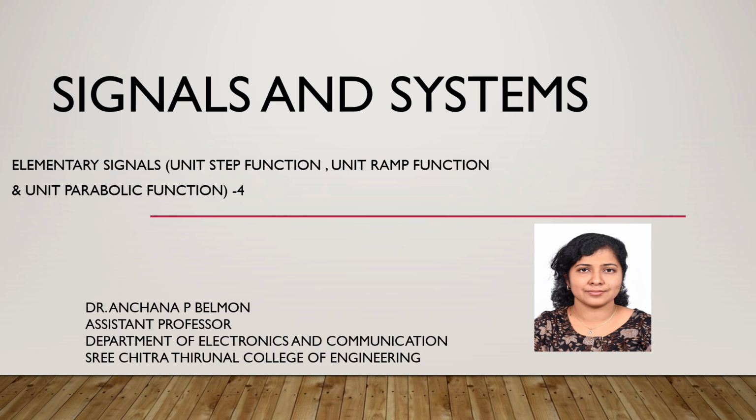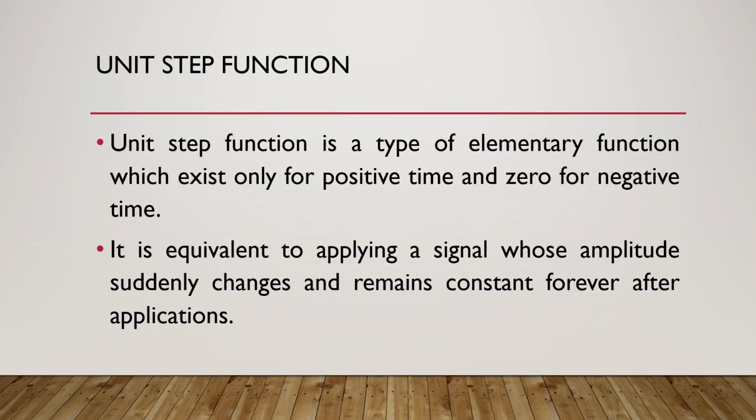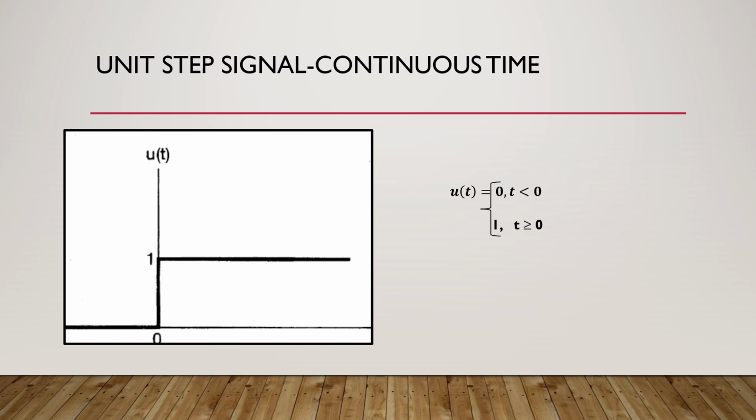Dear students, welcome to our next video, that is elementary signals: unit step function, unit ramp function, and unit parabolic function. Now, unit step function is a type of elementary function which exists only for positive time and is zero for negative time. It is equivalent to applying a signal whose amplitude suddenly changes and remains constant forever after application.